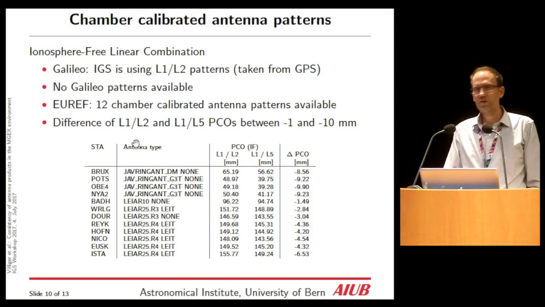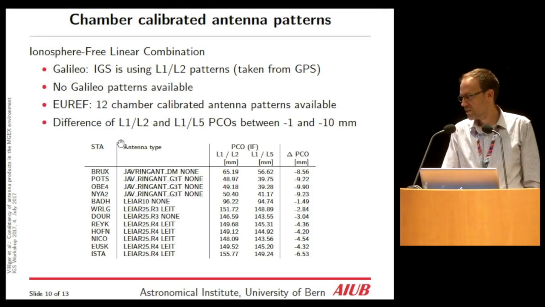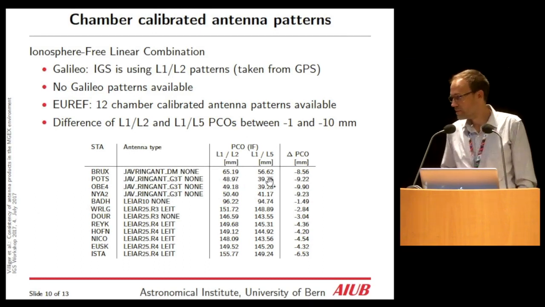And we see here the stations which I could use. Most of the stations have a Javad antenna, and the other part is from Leica antennas. We see here in the column on the left side the ionosphere-free PCO values, which come out using the L1, L2 pattern, and on the right side, the L1, L5 pattern.